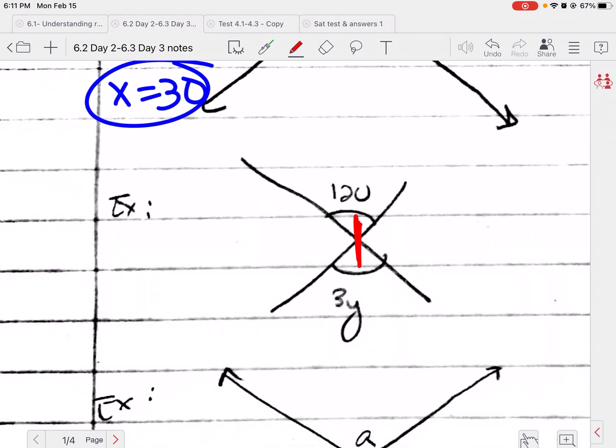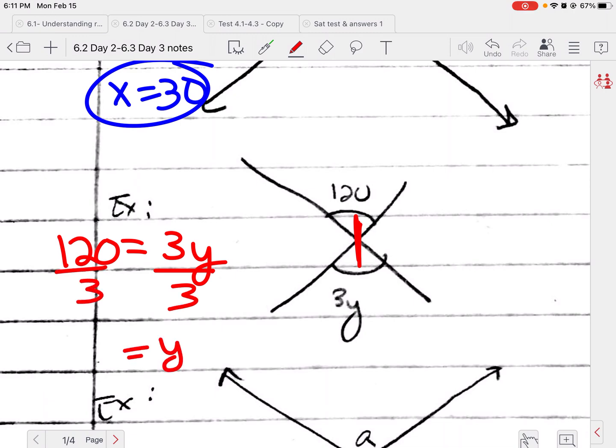Same thing here. Again, these are vertical angles, so therefore I know they are equal to each other. So I have 120 is equal to 3y. Now I can solve for y by dividing both sides by 3. And 120 divided by 3 is 40. So I get y equals 40.